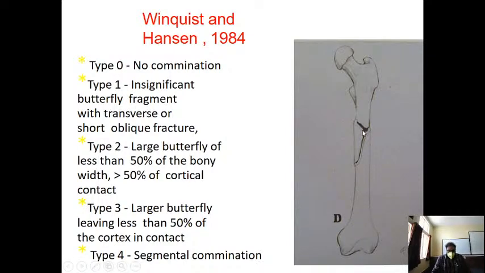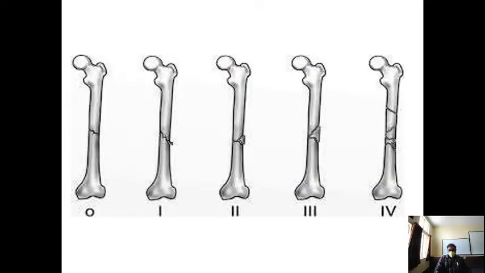Coming to the classification, it was proposed by Winquist and Hansen in 1984. There are 5 types, beginning with type 0. Type 0 is a simple fracture with no comminution. In type 1, there is an insignificant butterfly fragment with transverse or short oblique fractures. In type 2, there is a large butterfly fragment, less than 50% of the bony width, with greater than 50% of cortical contact. In type 3, there is a large butterfly fragment leaving less than 50% of the cortex in contact. That means the butterfly fragment will be displaced far beyond the initial anatomical location of the shaft. In type 4, there will be segmental comminution. These are the different types.